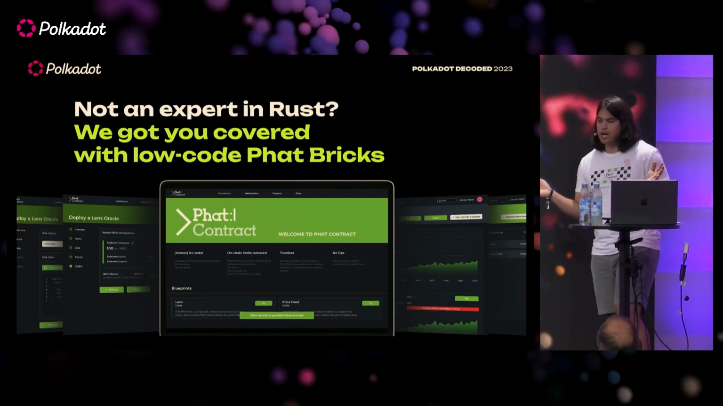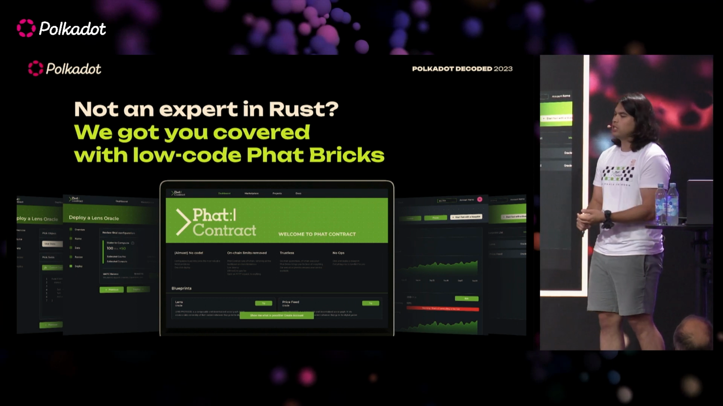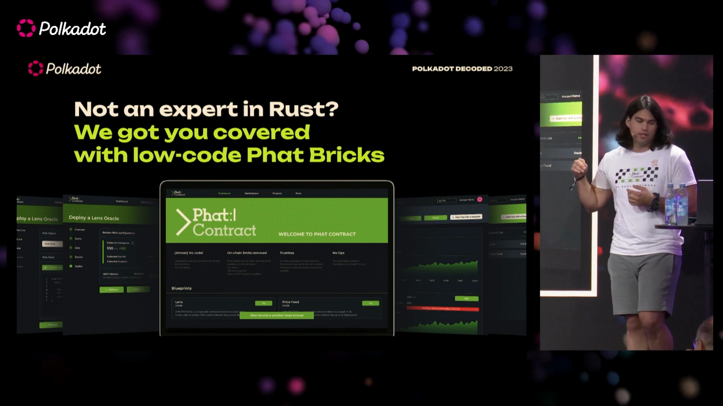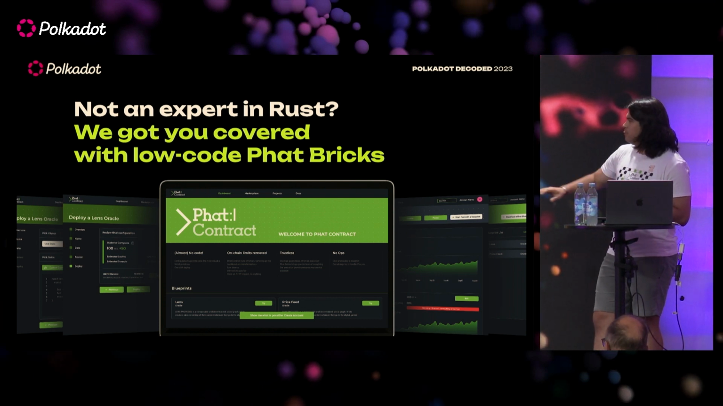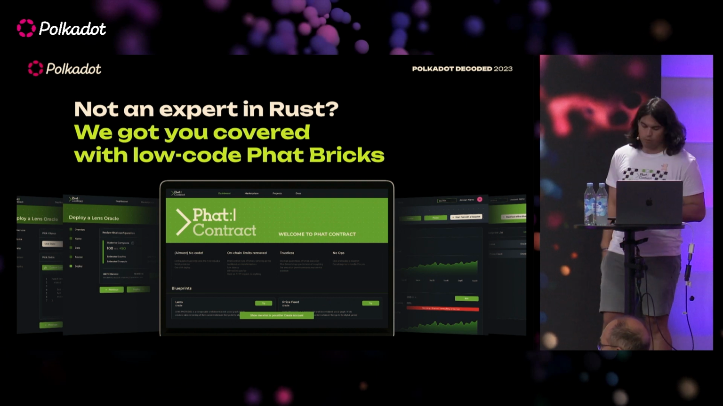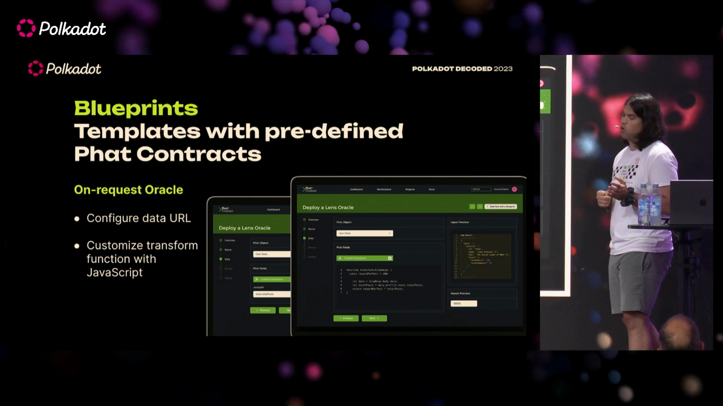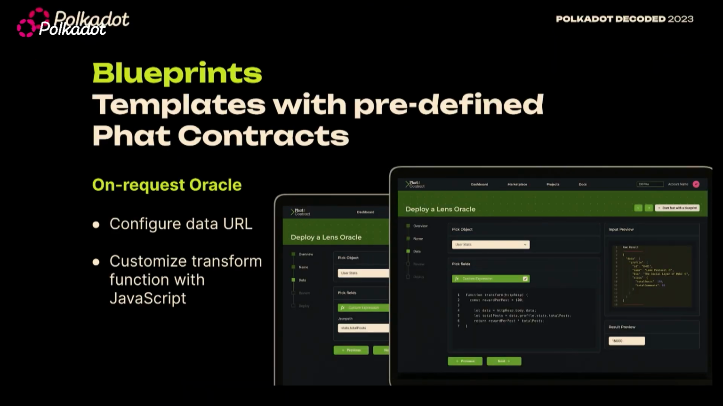So if you're not an expert in Rust, this is where I'll lead into a little bit of the demo for the time I have, where we call this the low-code experience, Phat Bricks. And this is a little view of what it looks like. And here are some of these templates that were pre-written by the Phala Network team, because who's better to write these Phat contracts than the Phala Network team? And here we're going to show you how you can actually embed a little bit of JavaScript to transform that data that we're querying, and in this case, from the Lens API from Polygon's network.